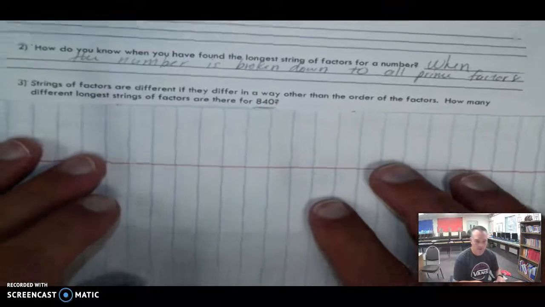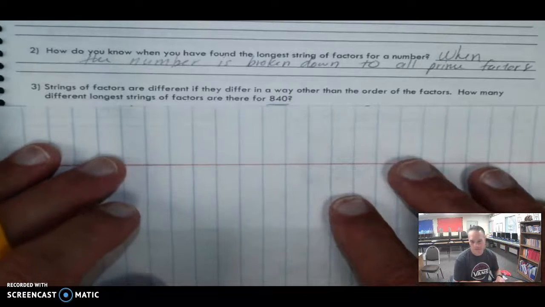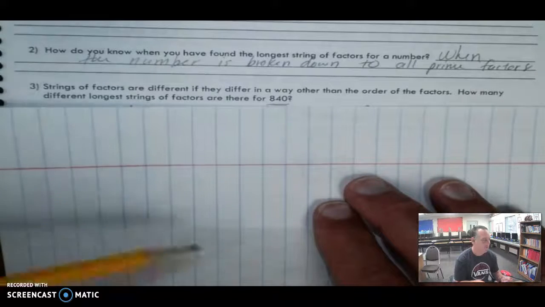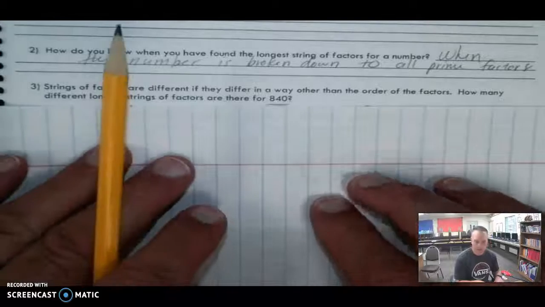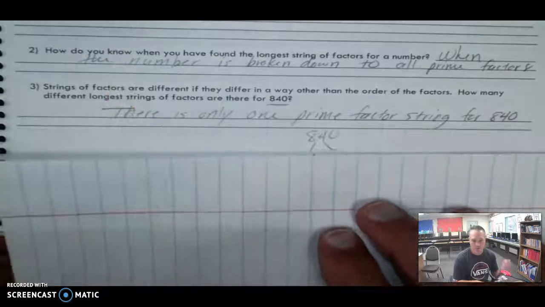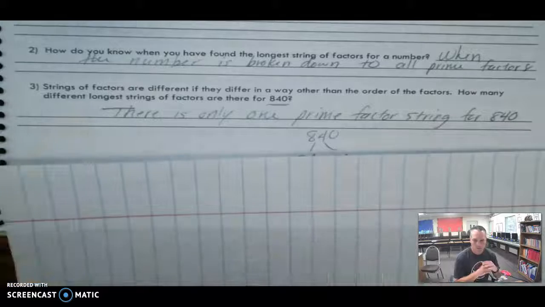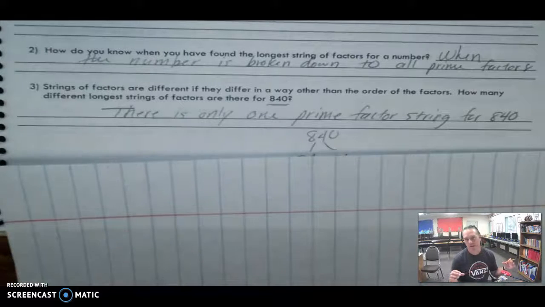And then strings of factors are different if they differ in a way other than the order of the factors. How many different longest strings of factors are there for 840? This is basically 840's phone number. This is important: there's only one prime factor string for 840. So once you break 840 all the way down to prime numbers, that is its only factor string that is available. So it has a very, very specific way.